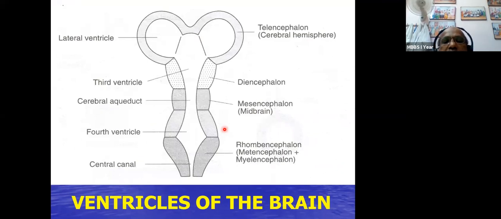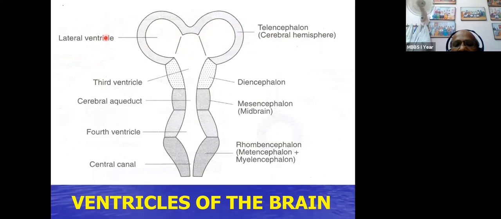Ventricles of the brain. Now you see, already I told you, from the forebrain, the center part is diencephalon. On either side, what we have is the telencephalon. Now you see this telencephalon, already you know that it forms your cerebral hemisphere. What is the cavity of telencephalon? It is the lateral ventricle. So we have two lateral ventricles, one on each side, or one in each cerebral hemisphere.